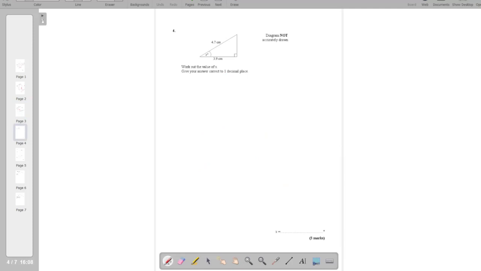Let's look at question 4. Question 4 is similar. Work out the value of x. So this is the adjacent, this is the hypotenuse. Adjacent and hypotenuse is cos. Again we are going to find the angle. So cos x is 3.9 over 4.7. As per the earlier question, to find x, you will do inverse. So that will be cos minus 1, 3.9 over 4.7.